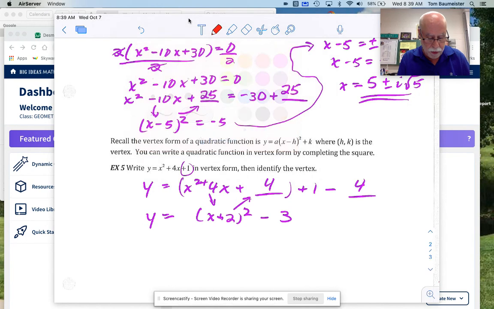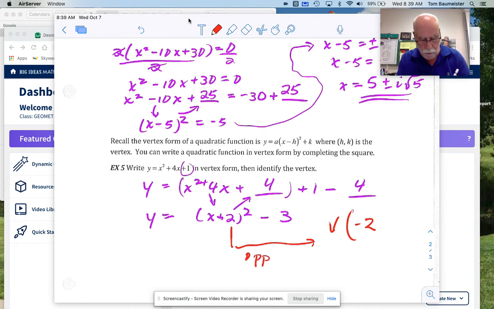Remember, on the vertex, it's going to be the opposite here. So my vertex is going to be negative 2. So it's the opposite. And here, for my y value, it's the same. So I'll have negative 2 and negative 3, and that's my vertex.